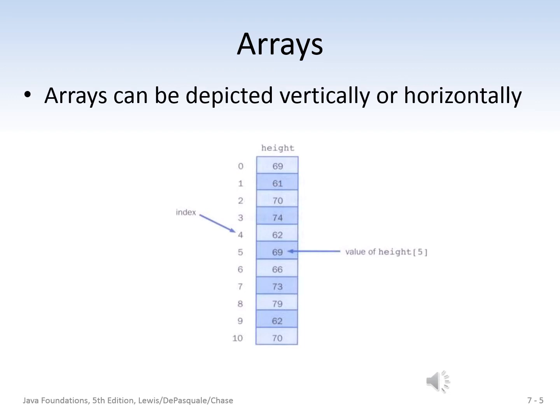The size of this array is 11, because its indexes go from 0 to 10. There's the index on the left-hand side. I guess the name of this is height. It looks like it stores integers, and height sub 5 holds the value 69.